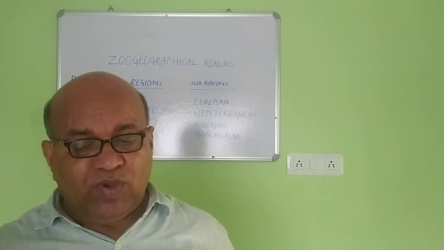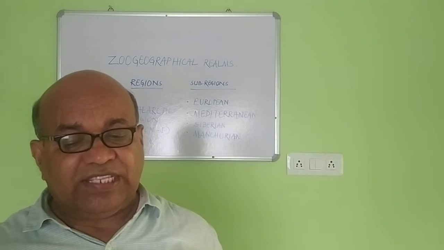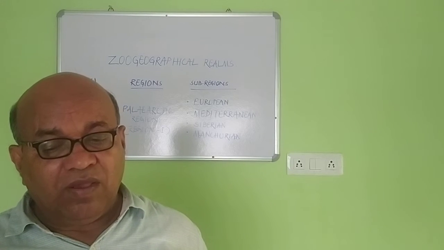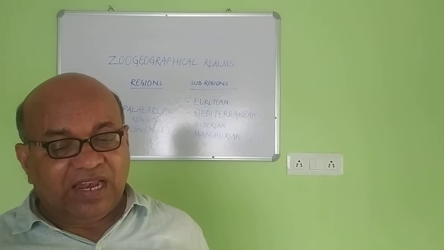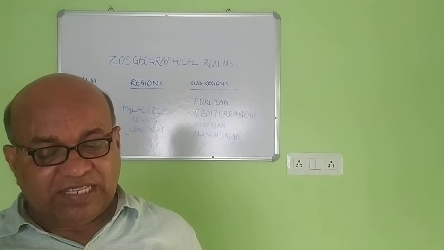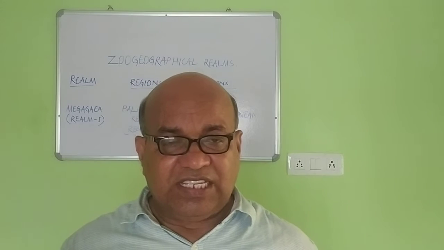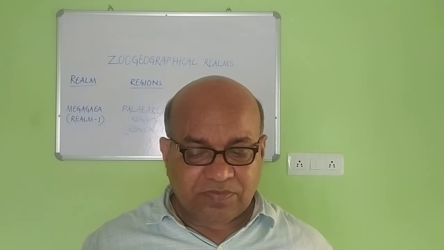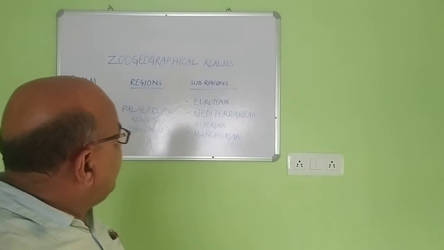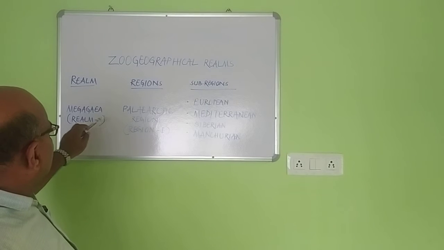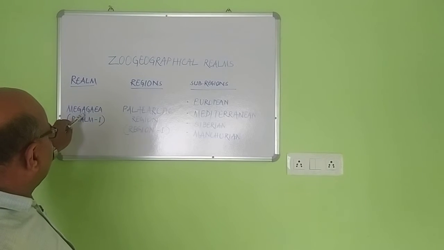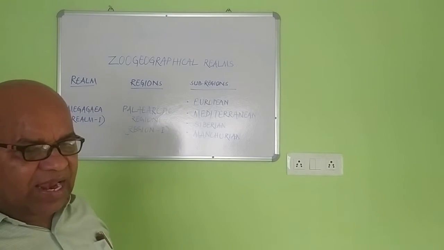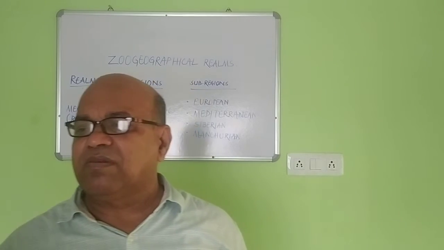Realm 1, Megagaia, comprises 4 regions, while realm 2 comprises only 1 region. Realm 3, like realm 2, also comprises 1 region. Totally you find 6 regions distributed among the 3 realms. Today we will first learn about the region which comes under realm 1, Megagaia. That region is known as the Palearctic region, that is region 1.